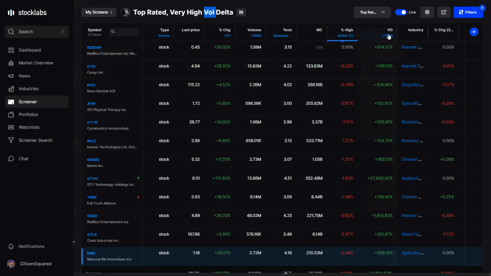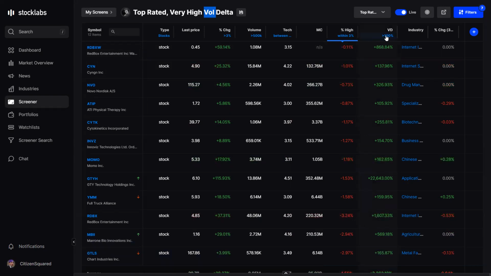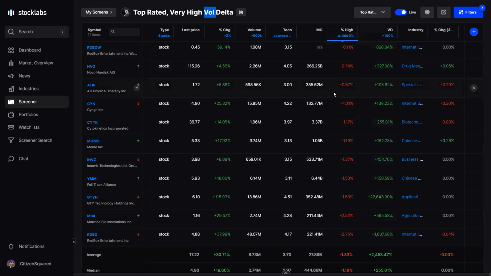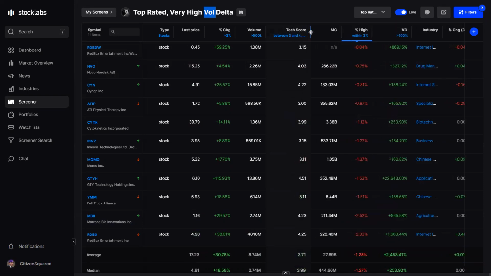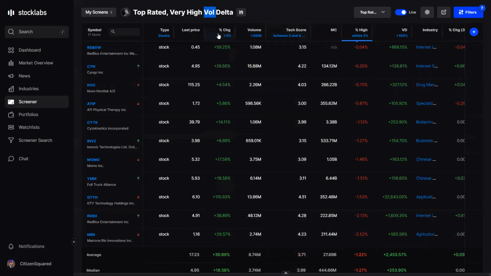So for this screen, he's looking for stocks that are on pace to trade over 100% of their normal volume, so double. And he wants them to be within 3% of the high of the day. So it's not just trading on volume, it could be down on volume. It's stocks that are trading up and they're near their highs on volume. And then the tech score, he has between 3 and 4, and it has to have a certain volume, and he wants it to be up a certain amount on the day, like for the session.